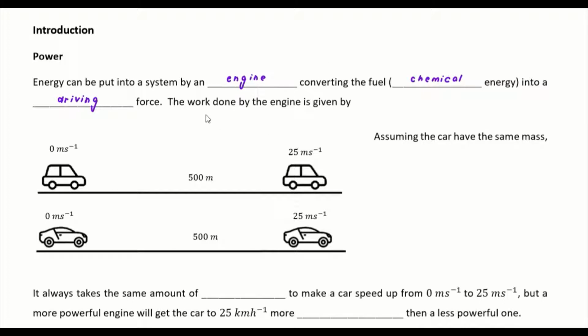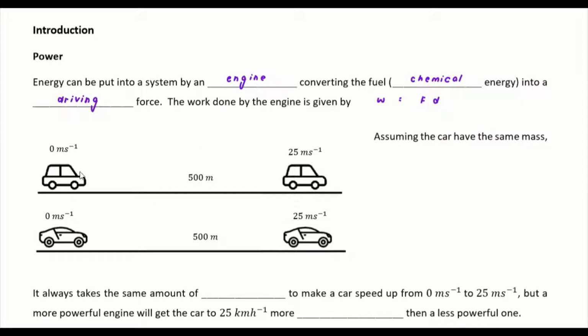Since the car or the engine can produce a certain driving force, we can find out the work done by the engine by using our normal equation, which is the work done is equal to the force multiplied by the distance that the vehicle actually travels. So the F here means the driving force, and the D is our distance. Okay, so now let's look at these two situations.